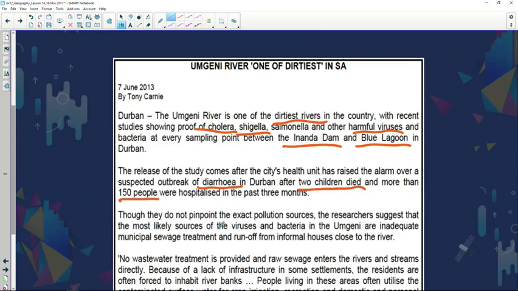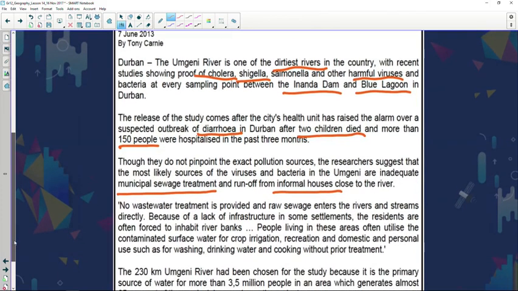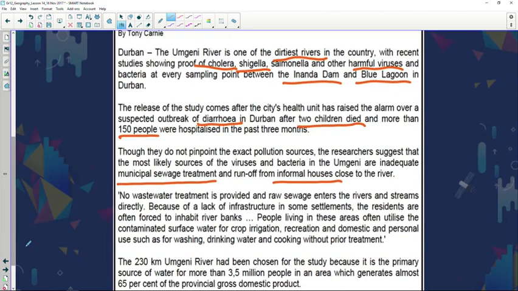Though they did not pinpoint the exact pollution sources, the researchers suggest that the most likely sources of the virus and bacteria in the Umgeni are inadequate municipal sewage treatment and runoff from the informal houses close to the river. No wastewater treatment is provided, and raw sewage enters the rivers and streams directly. Because of a lack of infrastructure in some settlements, the residents are often forced to inhabit river banks.